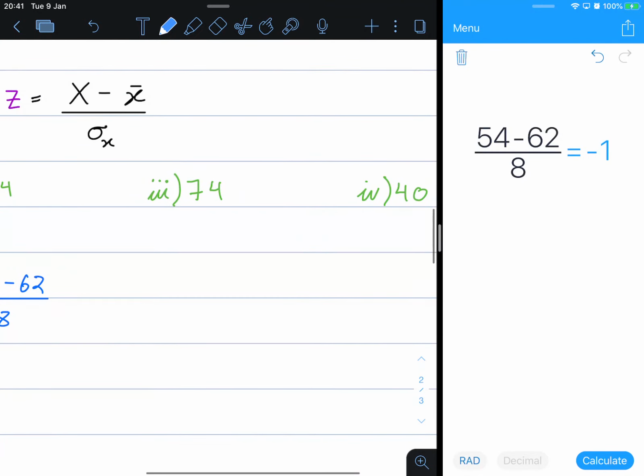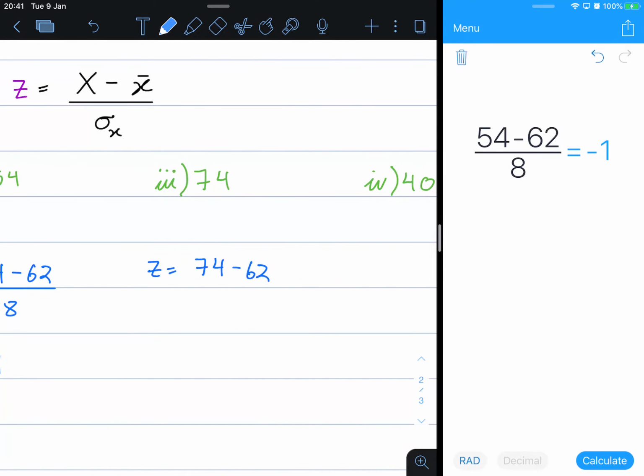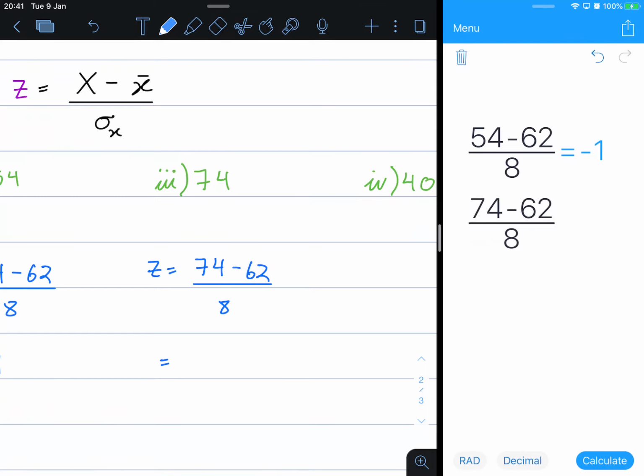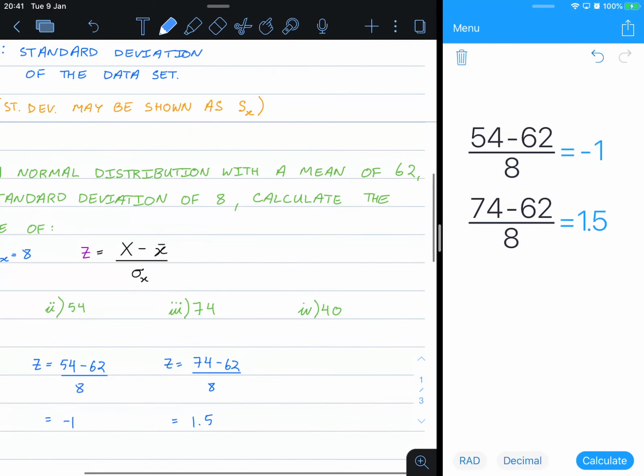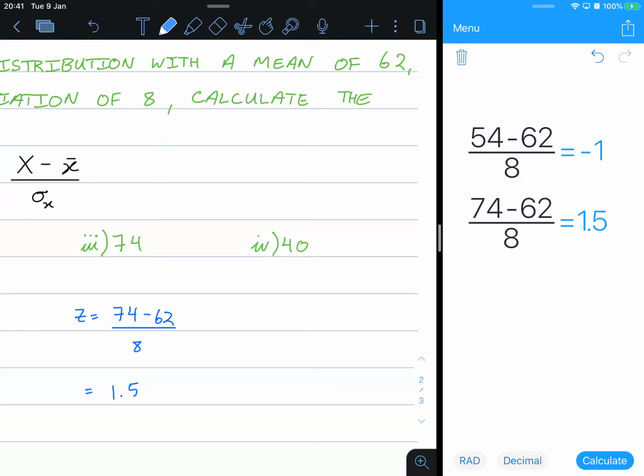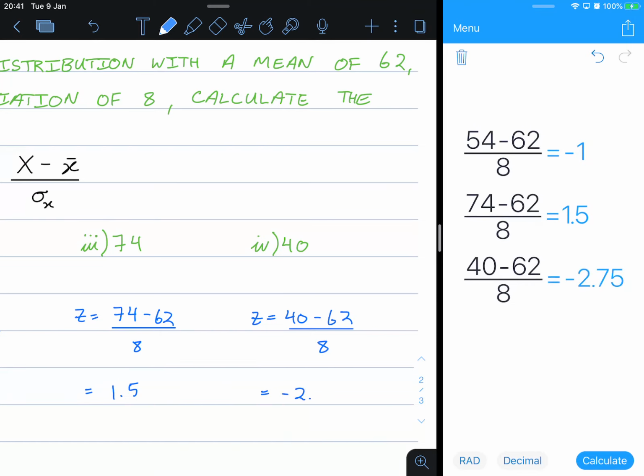Let's calculate this again. For 74, Z equals 74 take away the mean of 62 over the standard deviation of 8. So 74 minus 62 over 8 is going to be 1.5. Let's do this last one. Let's find the Z-score of a result of 40. So Z equals 40 take away 62 over 8. That's negative 2.75.